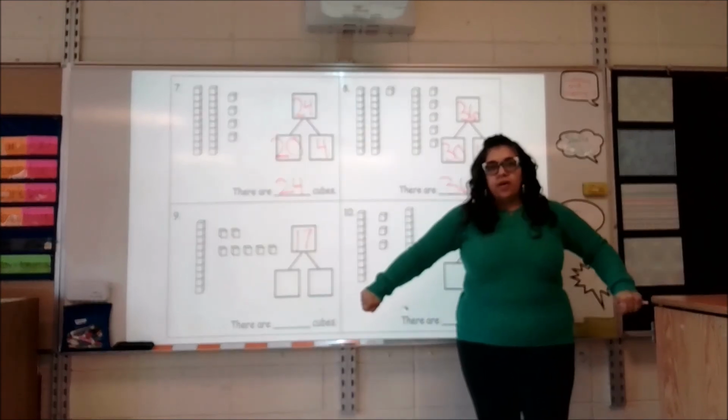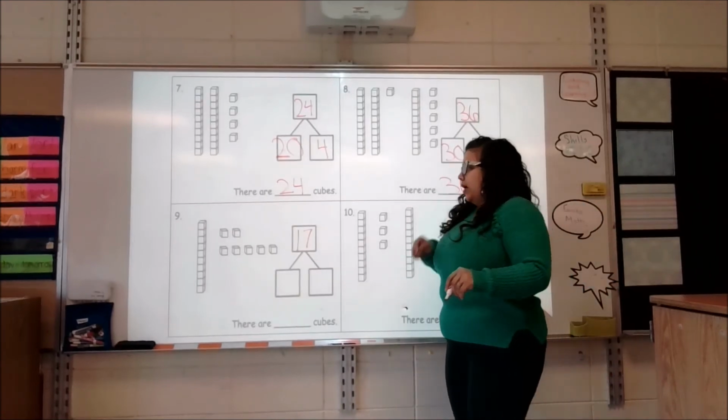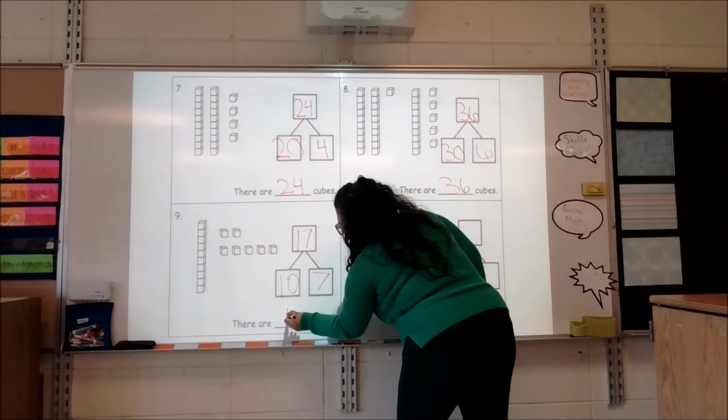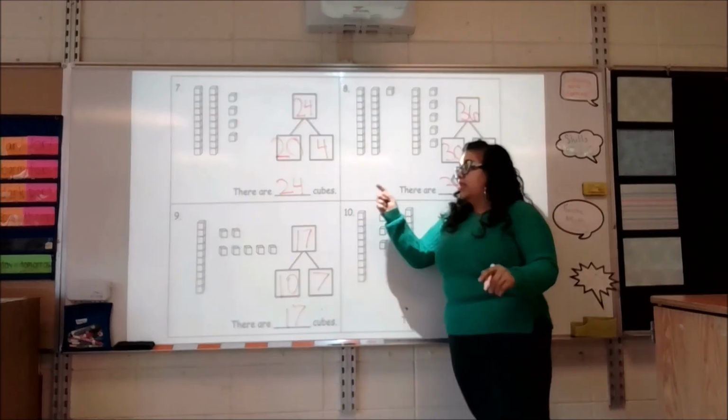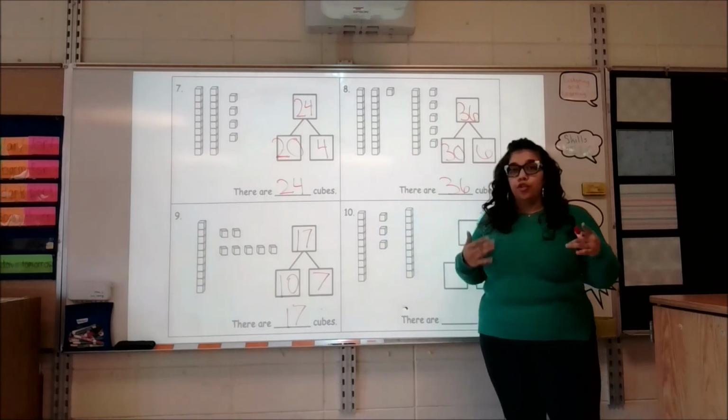So, a group of 10 and 7 loose ones. Excellent. So a group of 10 and 7 ones, there are 17 cubes. The same thing we did before, only now we have more groups of 10.